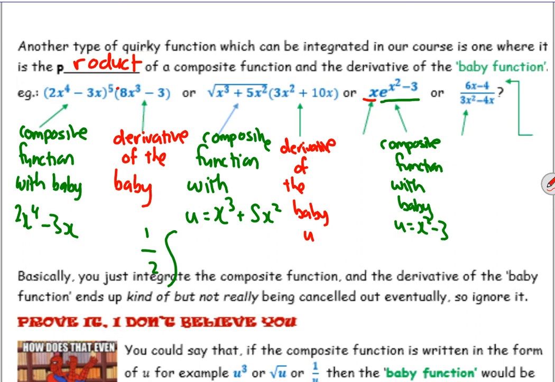X is what? That's the baby. The derivative of the baby is 2x. Good point. So the derivative of the baby in this case is 2x. So that thing is half of the derivative of the baby. Oh, okay. But why did you have it?